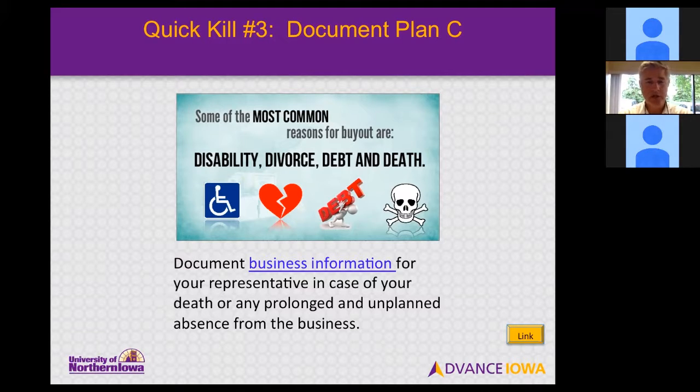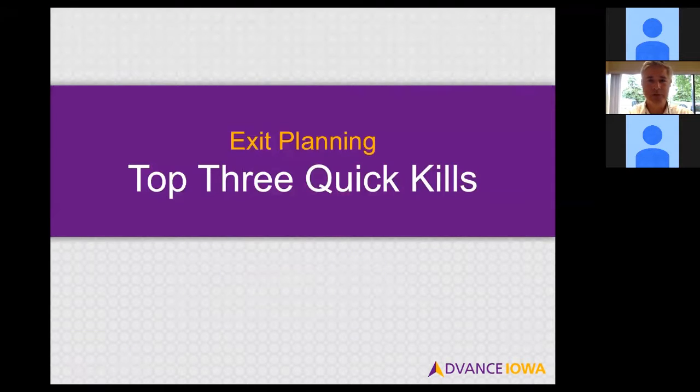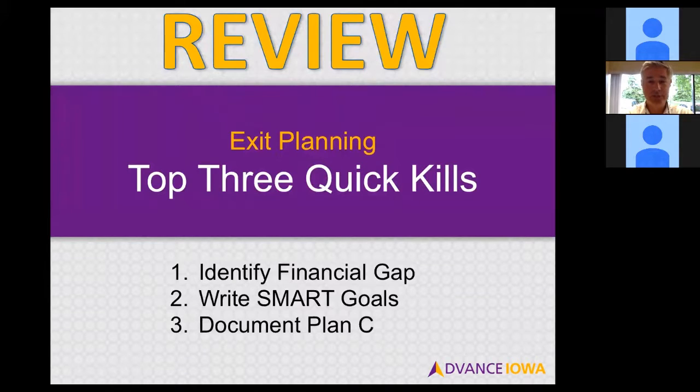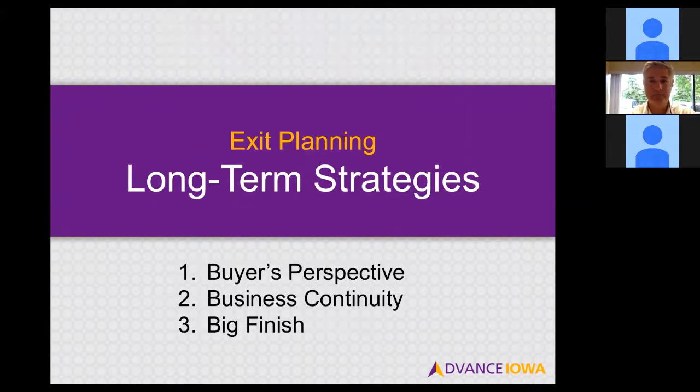And there's a longer term version of this that we'll get to that would be much more elaborate on the business continuity planning side. Those are the three quick kills. So a quick review, being 2/3 through this presentation: identify your financial gap, write SMART goals, and have a backup plan so that people know where to go get that information of what to do in an unplanned absence.